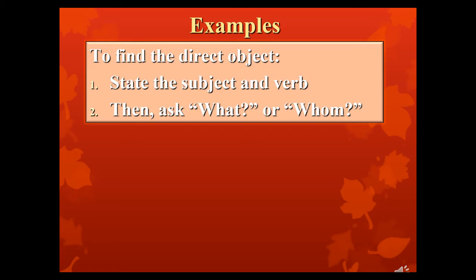To find the direct object, it's very simple. Just write down this formula and follow it. Number one, you state the subject and the verb, and then you simply ask what or whom. I strongly suggest you write this down. If you do this, you will always find the direct object. If you don't write this down and you don't follow it, you're just going to be guessing. So let's try some of these.